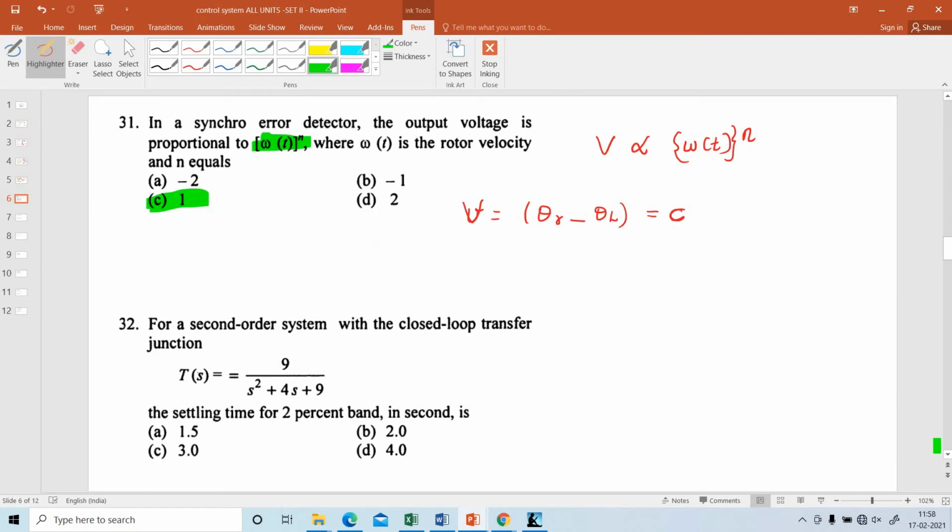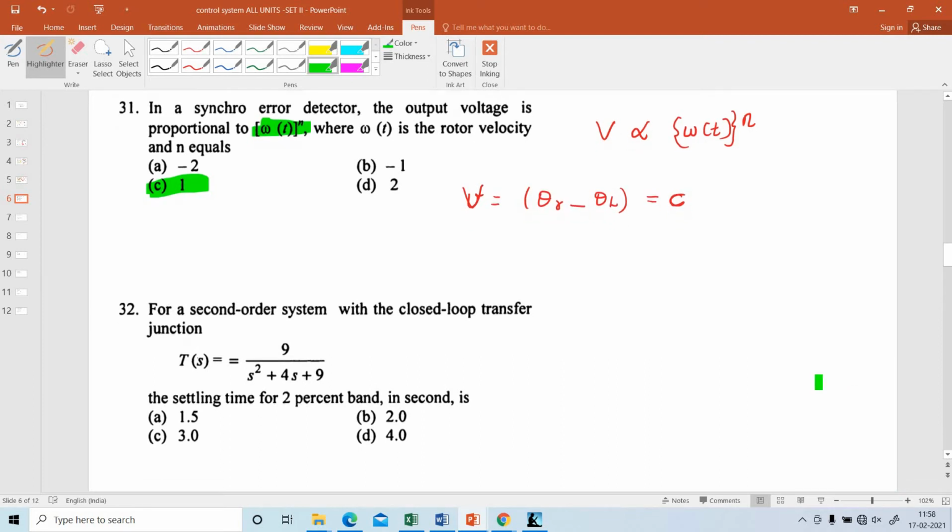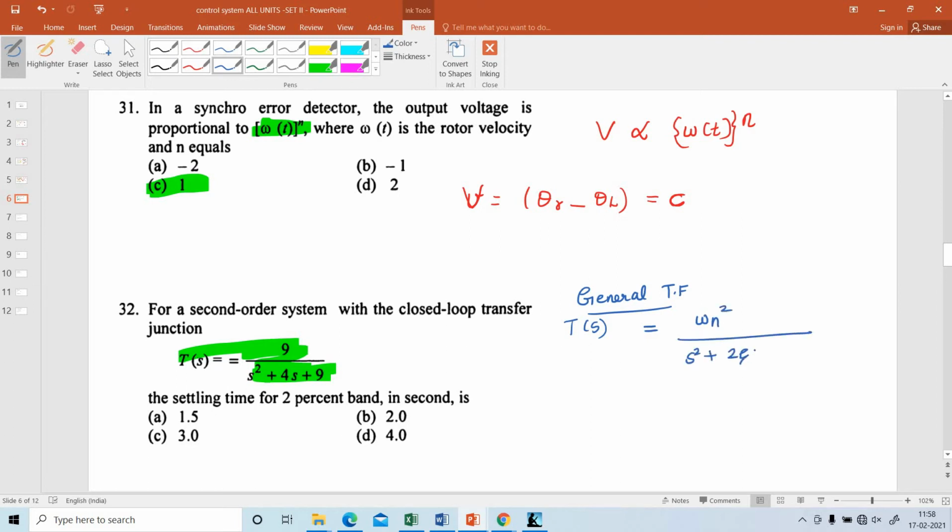Next problem: for a second order system with closed loop transfer function T(s) equal to 9 divided by (s^2 + 4s + 9), the settling time for 2 percent band in seconds is? First of all, I am going to find out omega n and zeta. For that, I take the general transfer function of the second order system, which is omega n square divided by (s^2 + 2 zeta omega n s + omega n square).